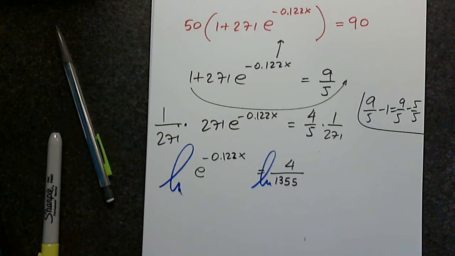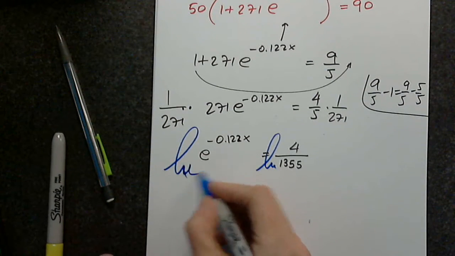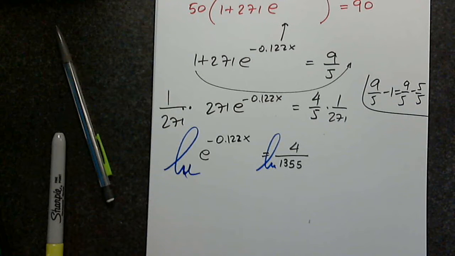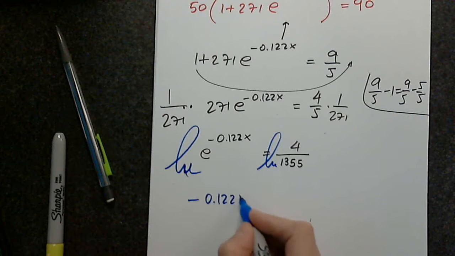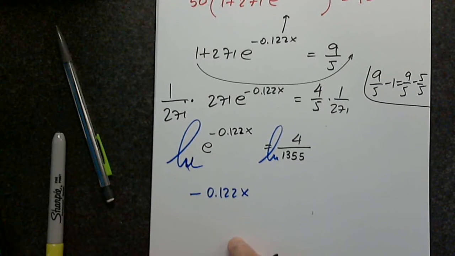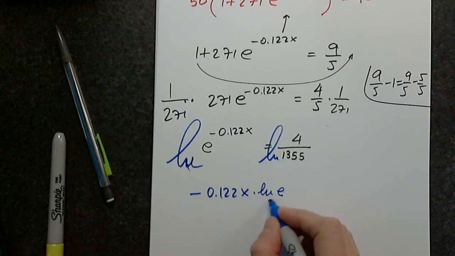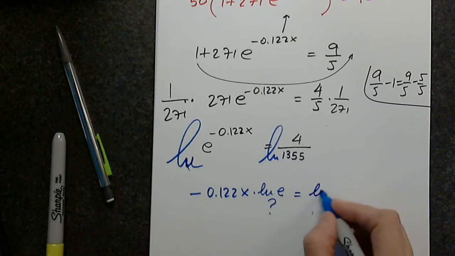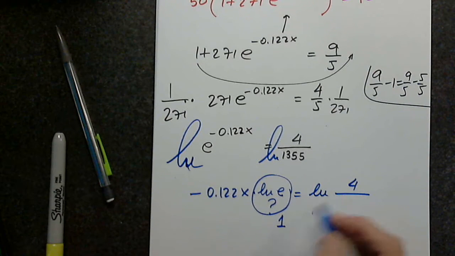Because the base is e, I will not apply common log. You'll see in a moment why. So what will be the next step? Yes, negative 0.122x. There is no need for parentheses because it's one compact term. And then I should write natural log e. But do we remember how much is natural log e? Yes, this is 1.